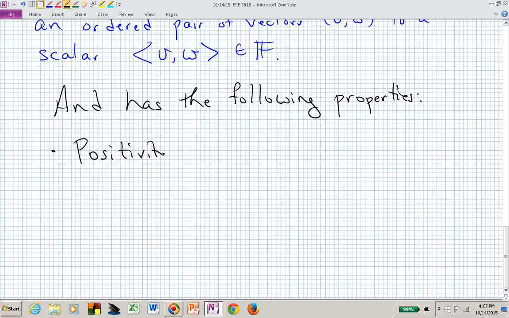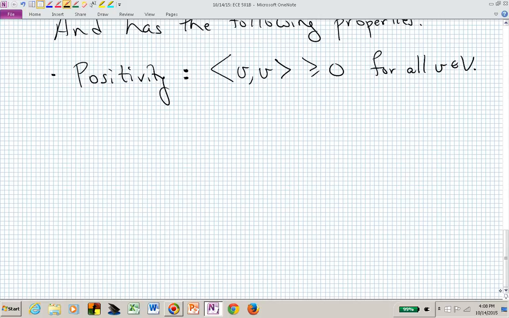The first property is positivity. That means it always has an upbeat attitude? No. But if you take the inner product of a vector with itself, it's always going to be non-negative for any of the vectors in our vector space. So that's the first property, positivity.